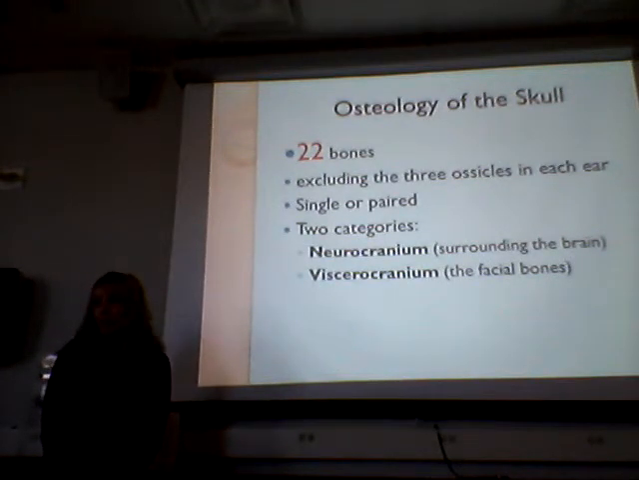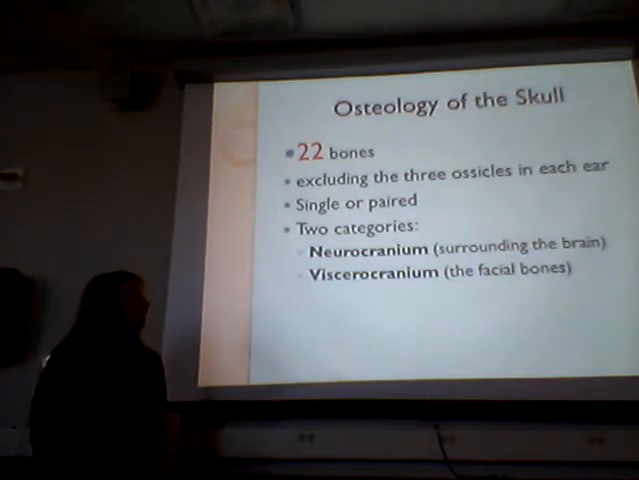So if you include the ossicles, it's 28, but 22 is the number you really want to remember. The bones in the skull are single or paired. There's no triplets, quadruplets, anything else, just single or paired. And then we're going to divide them into 2 categories. The first category is the neurocranium, and that means the bones surrounding the brain. And then the second category is the viscerocranium, and those are the facial bones.